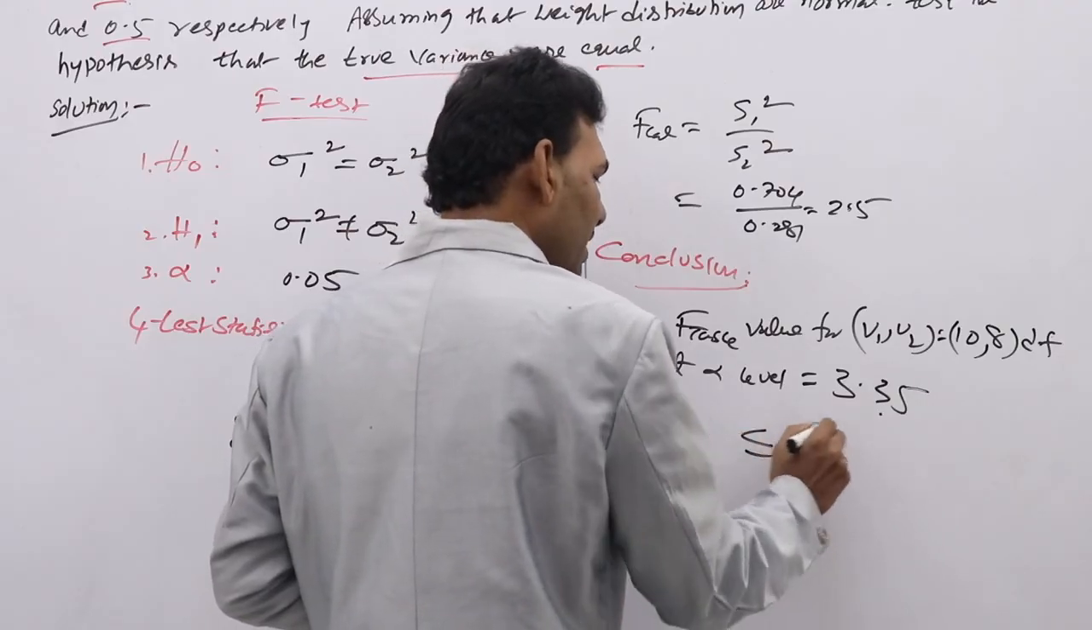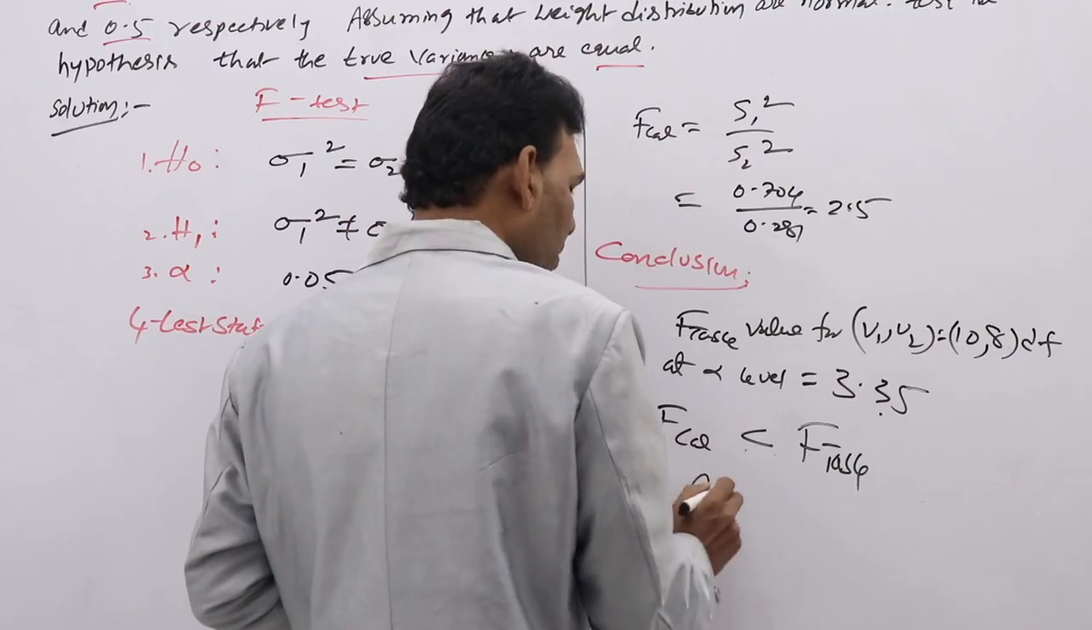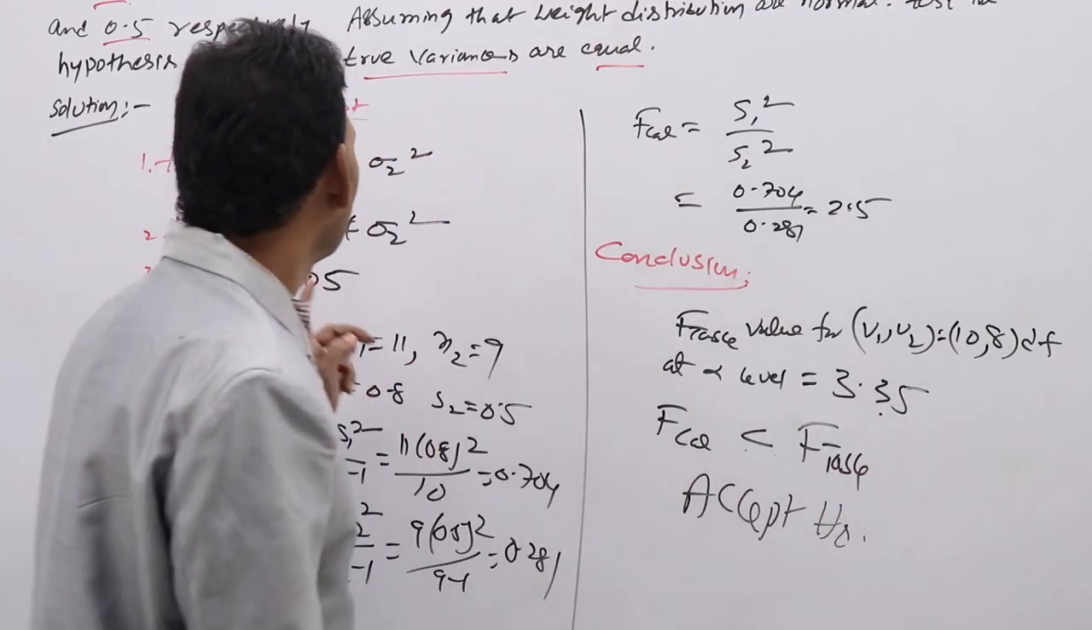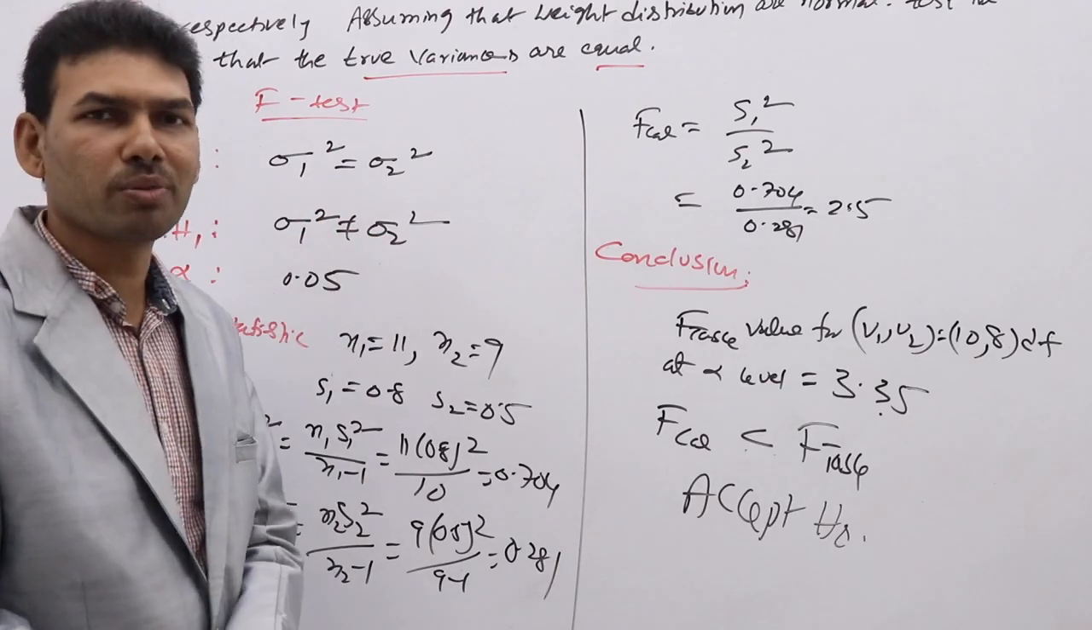The calculated value is less than the table value, so you have to accept H naught. That means the two variances are equal, sigma 1 square equal to sigma 2 square.